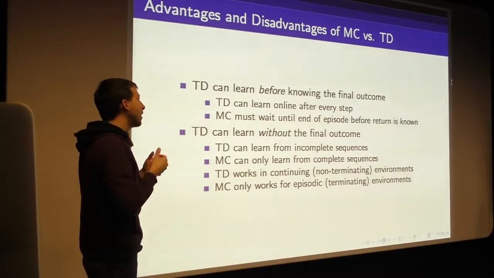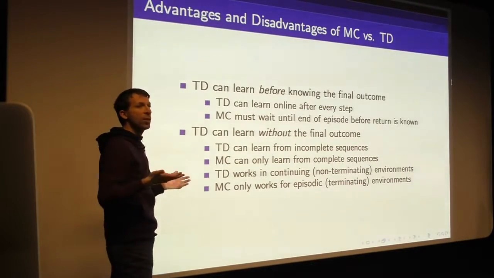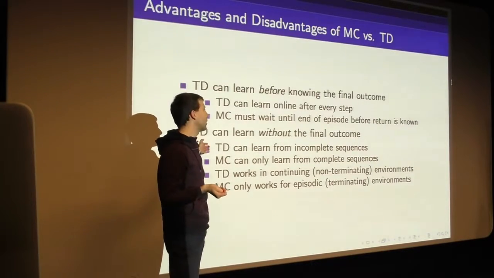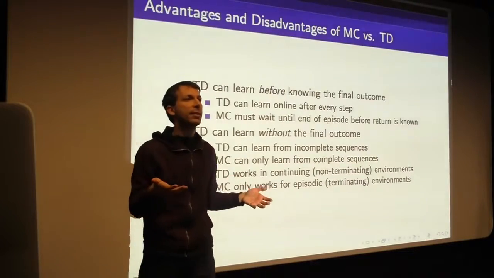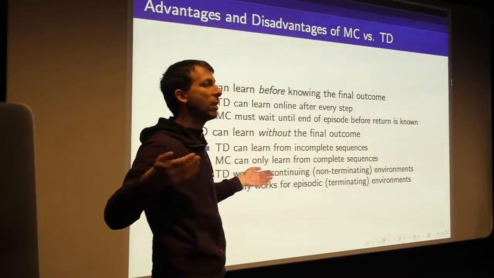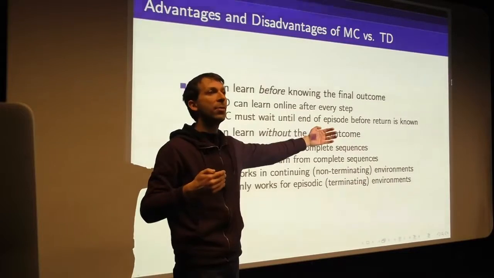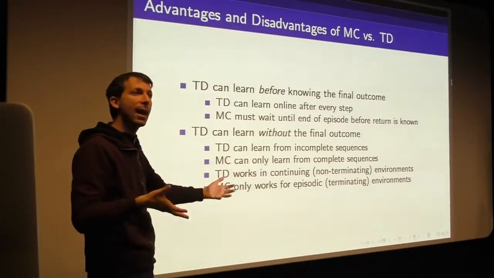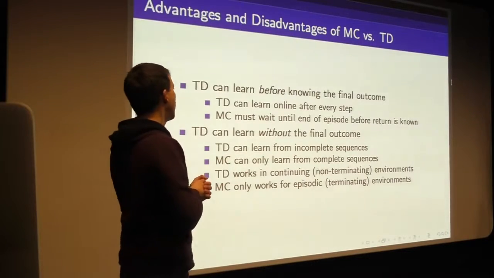One advantage of this is that TD can learn in situations where you never see the final outcome. What if you get incomplete sequences? What if you're learning in some situation where you just don't get to observe the return at the end of the episode? We'll see this later when we do off-policy learning. This really happens a lot in many cases.